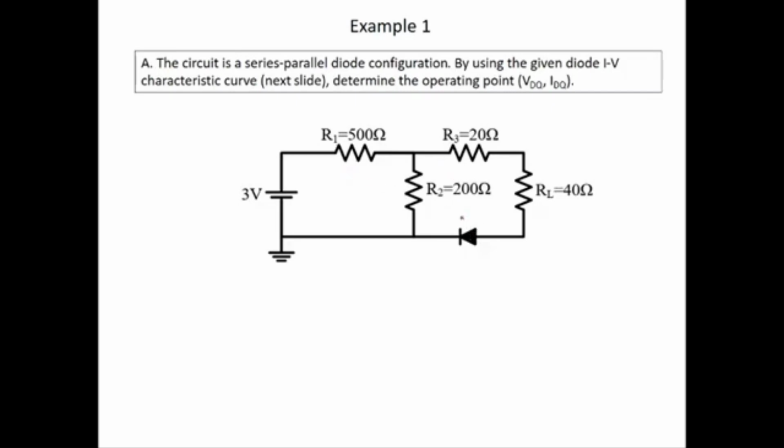So the diode is connected with the resistor, and there is a series and also a parallel connection in the circuit. So the question is, by using the given diode IV characteristic curve in the next slide, determine the operating point for VDQ and IDQ. What you need to do is determine what VDQ is. VDQ is the diode voltage, and IDQ is a diode current.